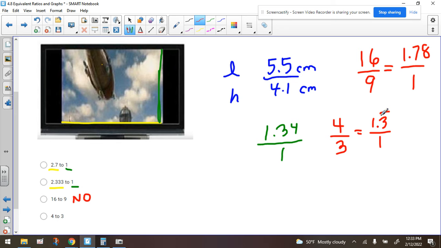But even if you didn't do the math at all on this, if you were paying any attention to what Jacob was saying, he did talk about the black bars on the side of the TV, and he did mention which ratio this is. All right, so hopefully you now know which one to select.